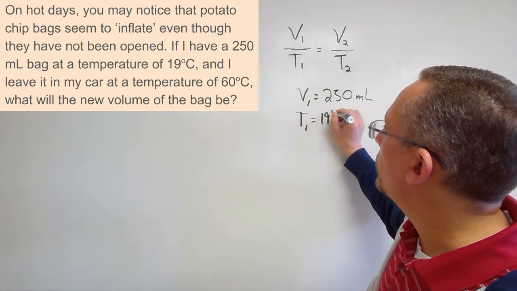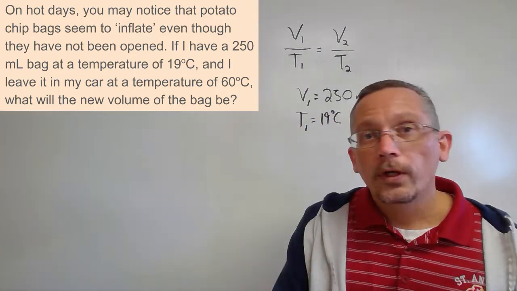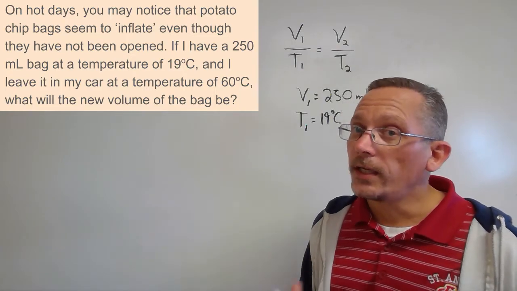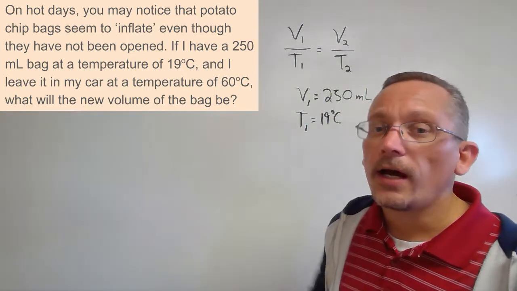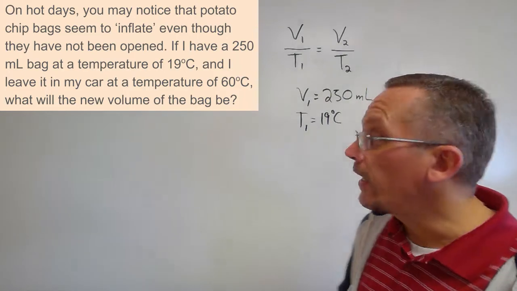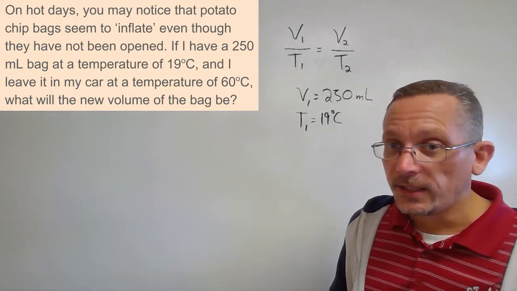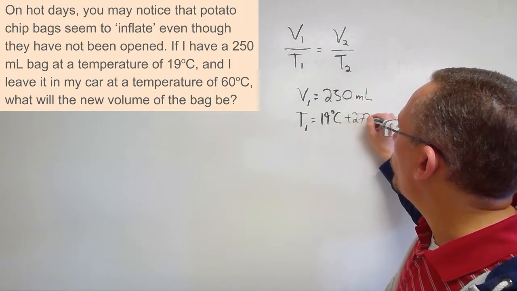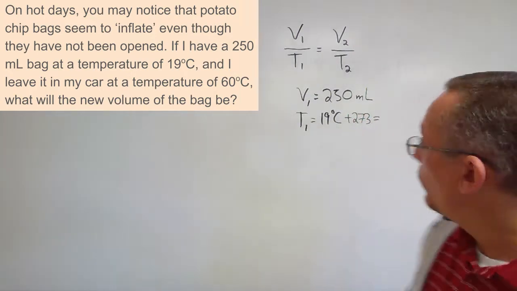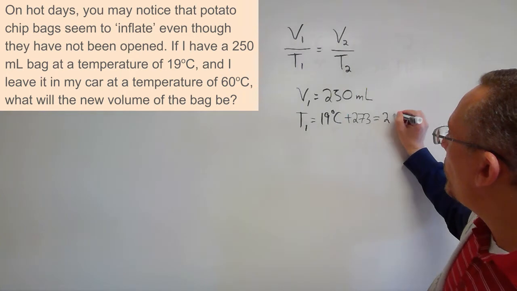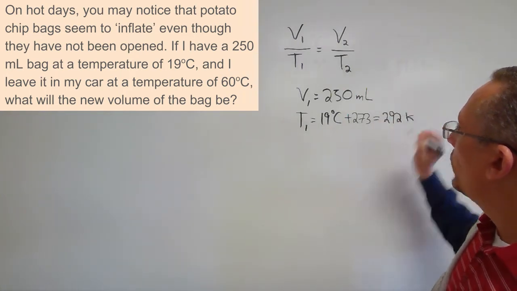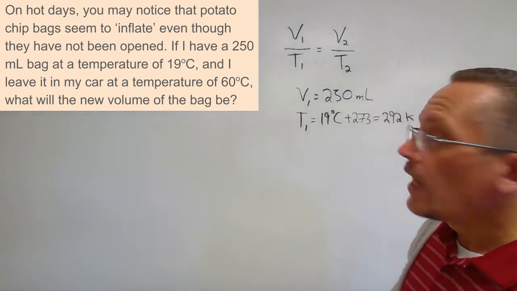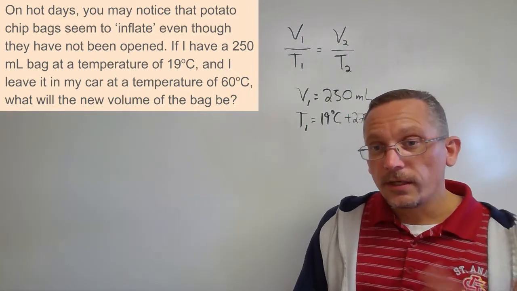T1 is 19 degrees Celsius. Now, like I just said, we're not going to work in Celsius. We want to work in Kelvin. So right away, I'm going to change that into kelvins. And I know I can go from Celsius to kelvins by adding 273. So that'll be 292 kelvins.